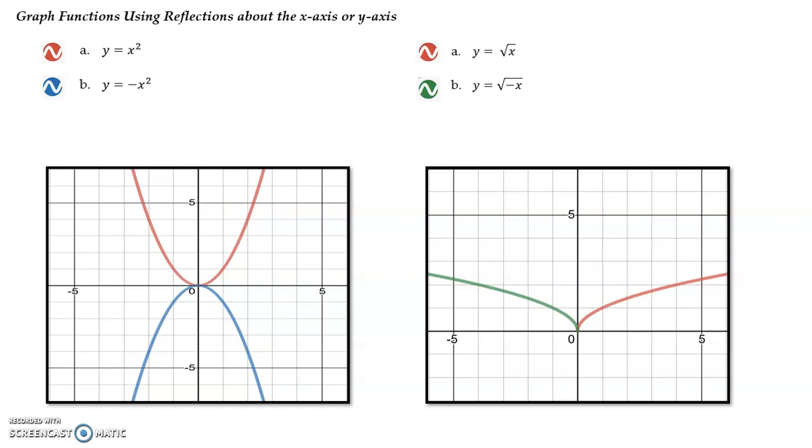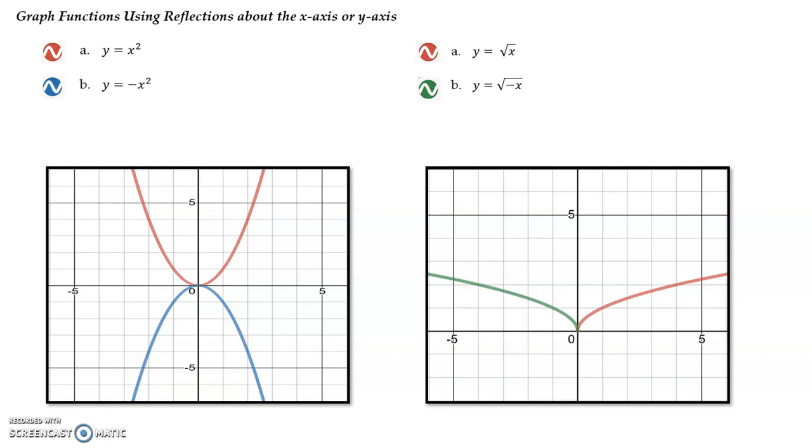Let's go ahead and take a look at our last transformation. This time we're going to be talking about reflections. And we have two different types. We can either reflect our graph over the x-axis or we can reflect our graph over the y-axis. So let's go ahead and take a look at a function.